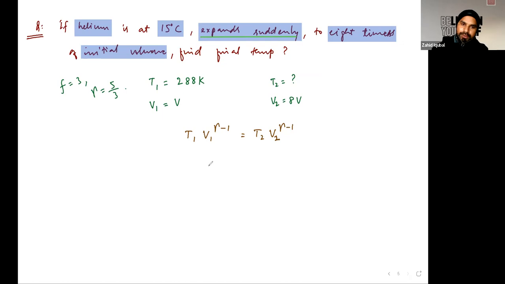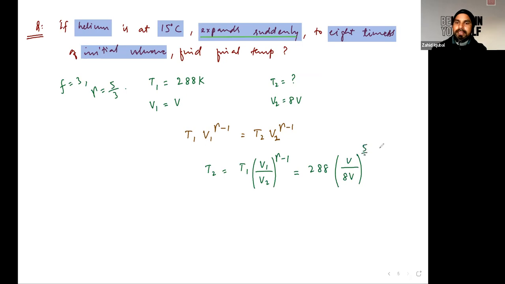So we have to calculate T2. T2 is equal to T1 times (V1 divided by V2) to the power gamma minus 1. T1 we have 288, V1 is V and V2 is 8 times V, to the power gamma minus 1. So V and V will cancel out. So you'll get 288 times (1 by 8) to the power 5 by 3 minus 1. So it will become 2 by 3.